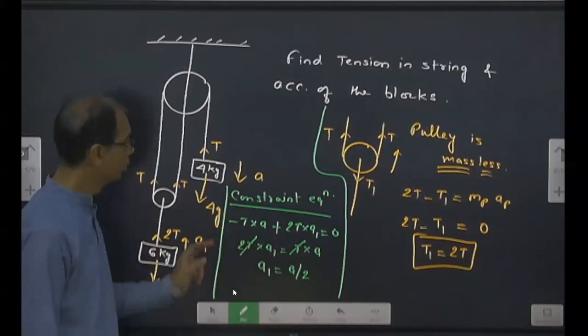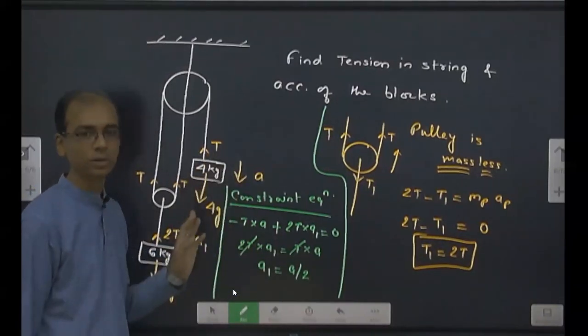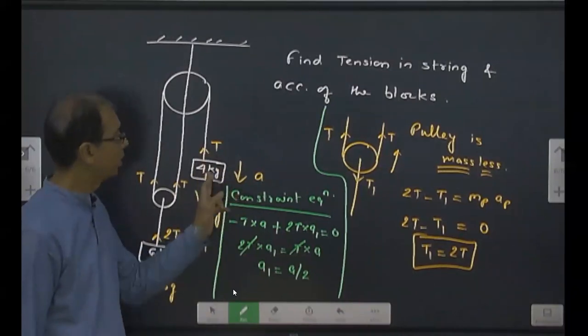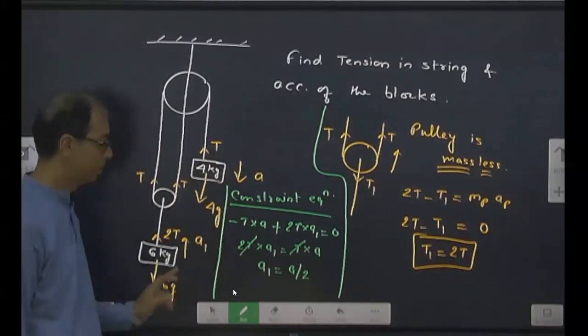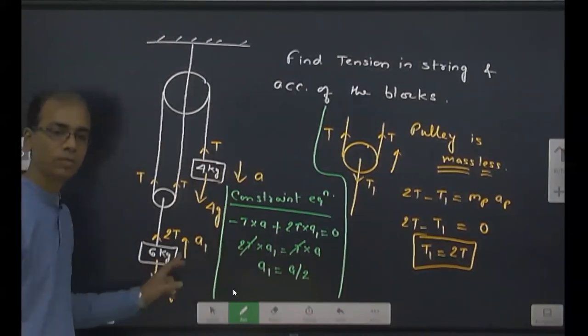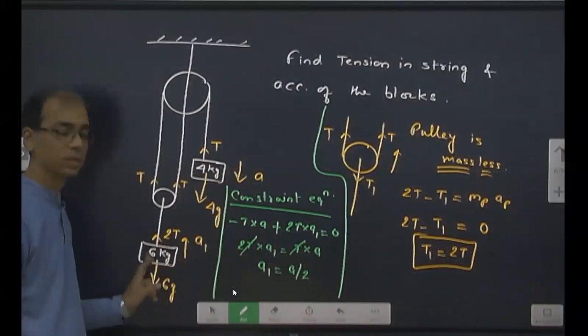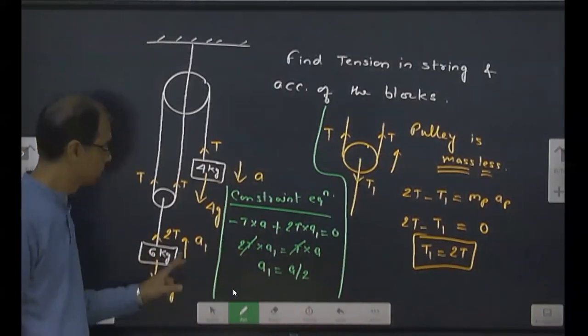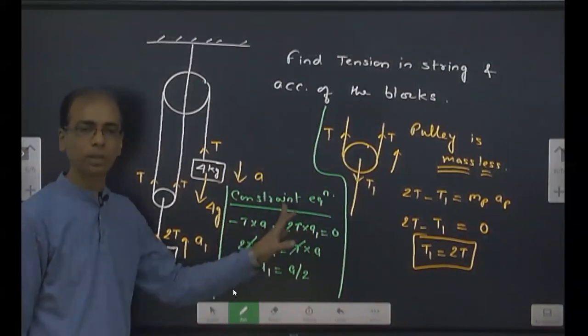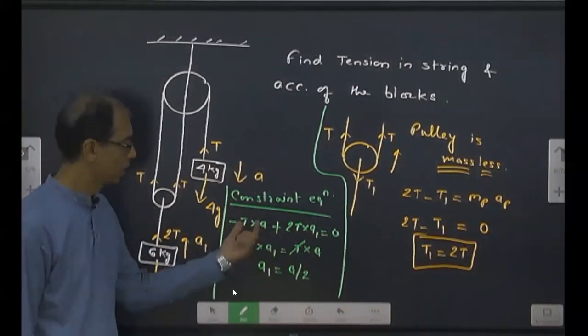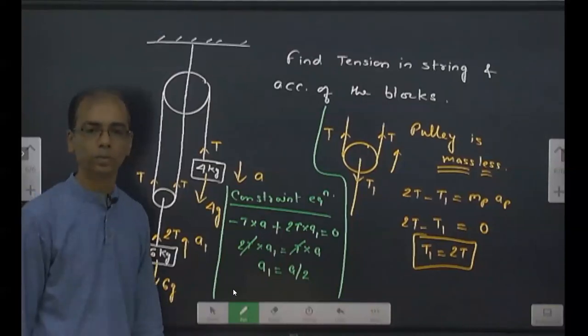Okay, what we have to do? The product of tension and acceleration. Minus T into A. Why minus? Because acceleration is down and tension is upwards. Plus product of this tension into acceleration. They are in same direction. So 2T into A1 equal to 0. Make them equal to 0, and then you are getting A1 equal to A by 2.